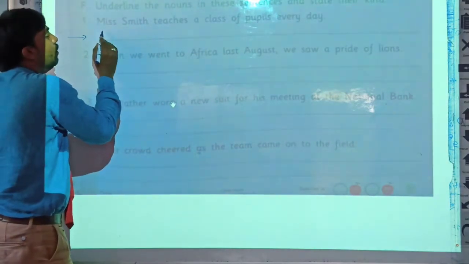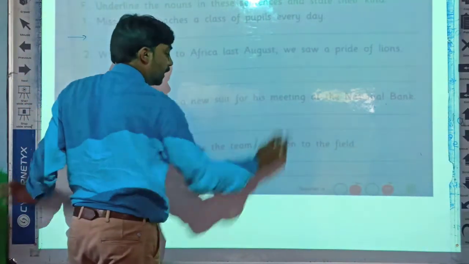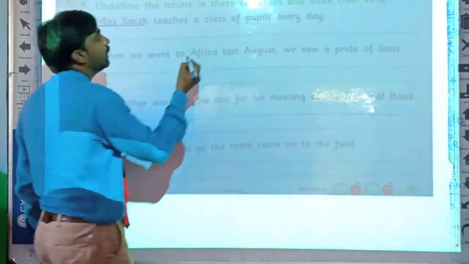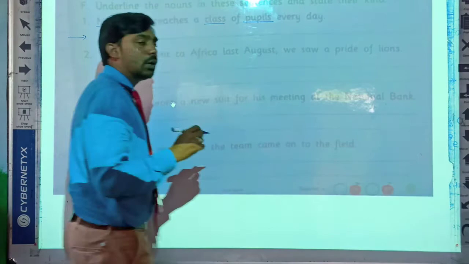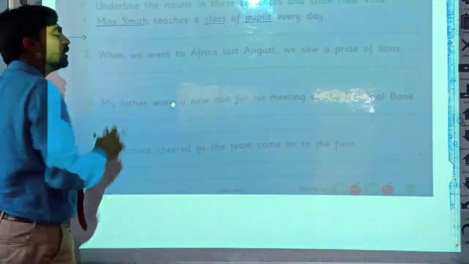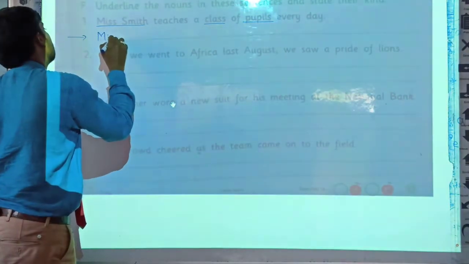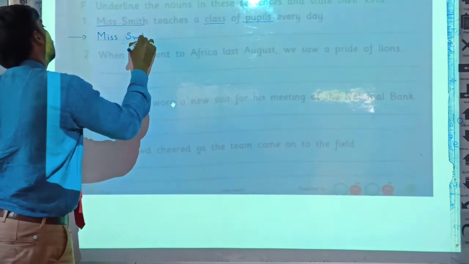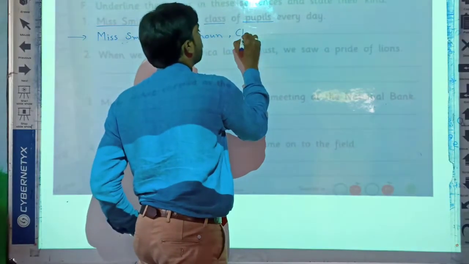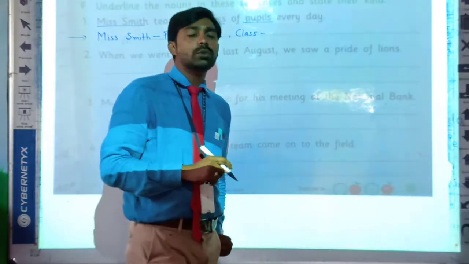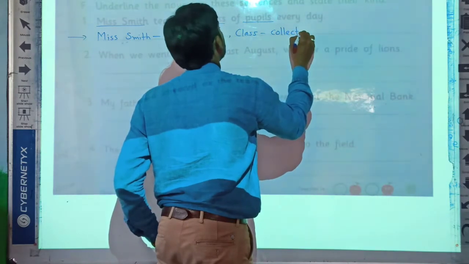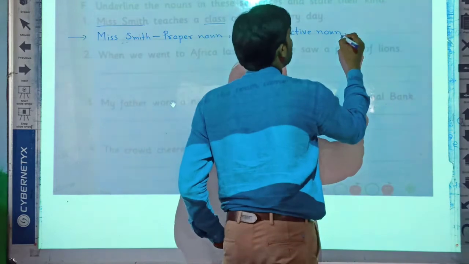Watch carefully, listen carefully. Miss Smith picks a glass of coffee every day. So here Miss Smith is one noun, glass is another noun, and coffee is also a noun. Now we will write which is the proper noun, common noun, collective noun. Miss Smith is a proper noun. So let's write Miss Smith, proper noun. Class is a collective noun. We use the word class for many students. A group of students is known as a class. Collective noun. And coffee is a common noun.